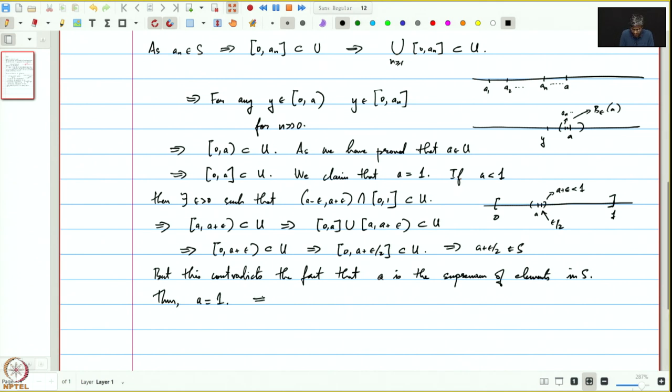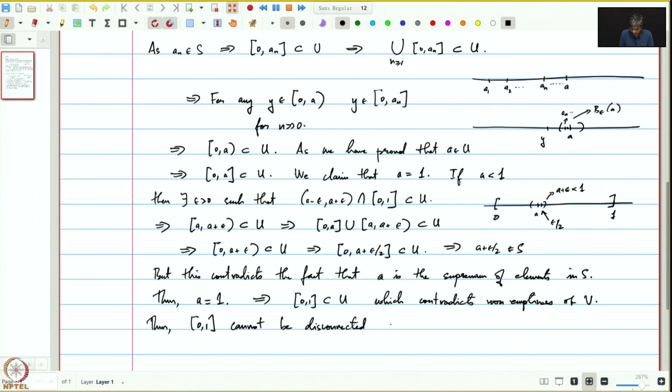Right. In particular, this implies that this entire interval [0, 1] is contained in U, which contradicts non-emptiness of V. Right, thus [0, 1] cannot be disconnected. So this implies that [0, 1] is connected. So this completes the proof.